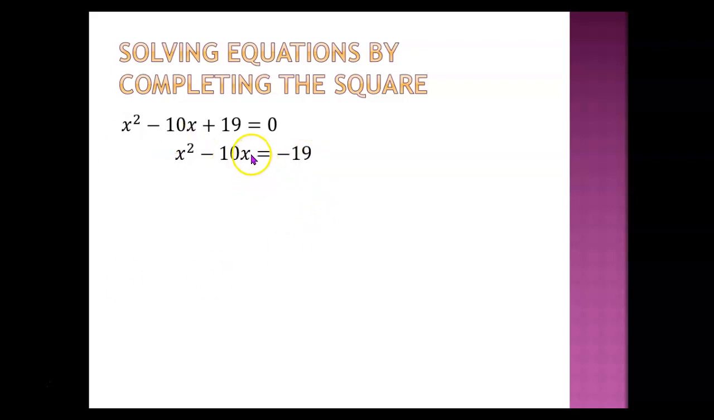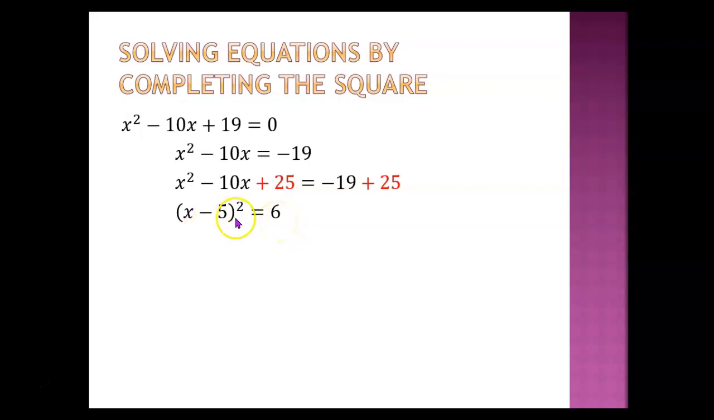Now, what do we have to add on? What number goes here that makes this a perfect square? Remember, the trick is to look at the number in front of the x, take half of that, and square it. So half of the minus 10 would be a minus 5, squared would be a plus 25. So we're adding 25 to both sides of the equation. Then x squared minus 10x plus 25 is x minus 5 squared, and negative 19 plus 25 is 6.